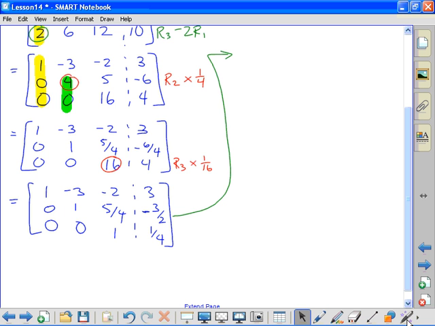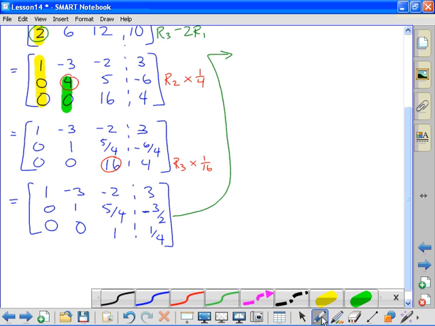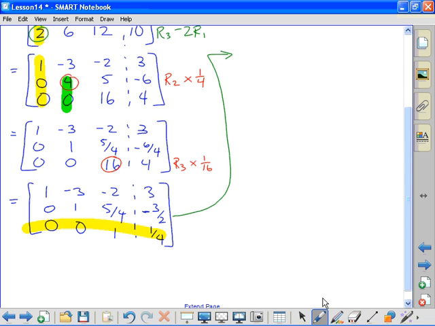So what does that tell me? Take the bottom row, and you always start on the bottom row. So that one right there. What does it tell me? I have no x, I have no y, but I have one z, and it's equal to 1/4. So there is one of my values. I move up a row.